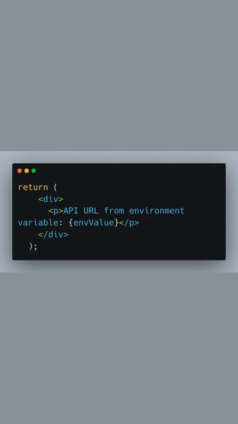Finally, our component returns JSX that includes a paragraph element displaying the API URL we fetched from the environment variable. This demonstrates the value is now part of our component state and can be used like any other state variable.